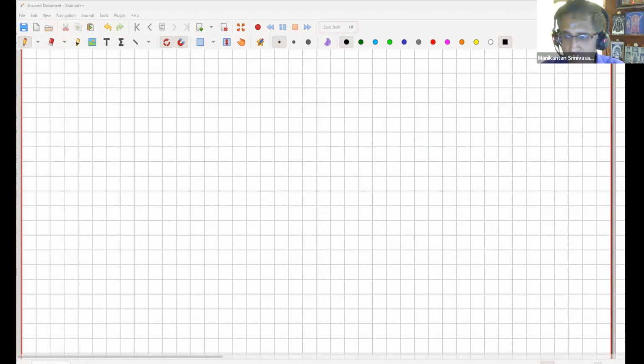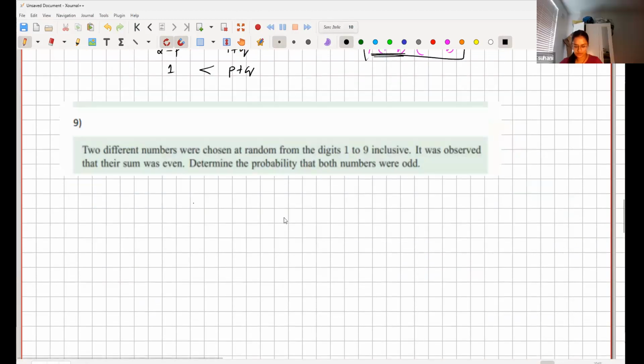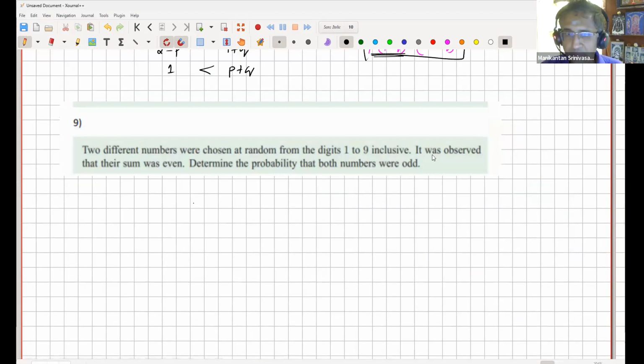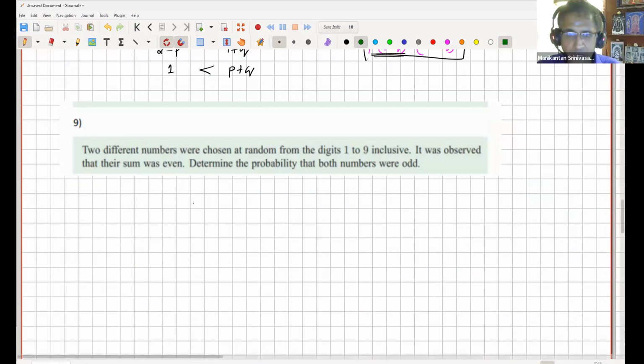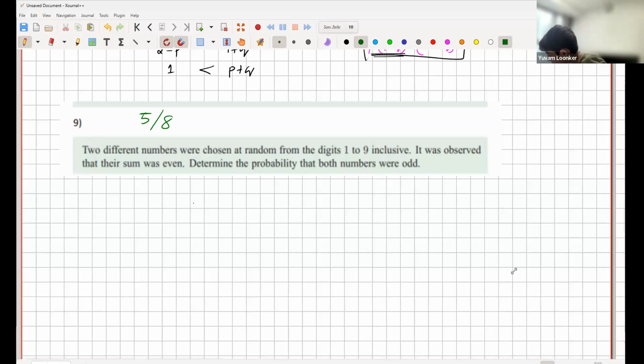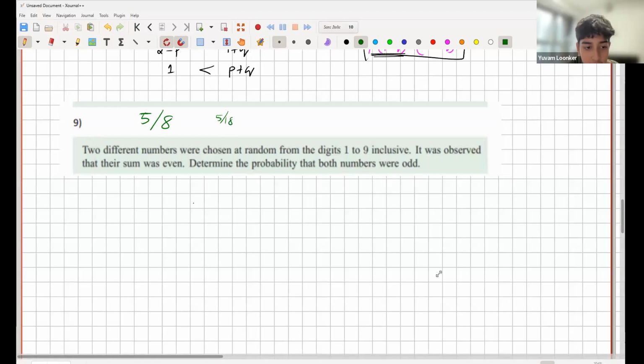Okay. Suhani, what did you get on this one? I wasn't really sure about this one, like how to approach it. Okay. Arav, how about you? So I got 5 out of 8. 5 out of 8. Okay. Yuvam, how about you? So I got 5 out of 18. 5 out of 18. Okay. Any other answers? Navya, what did you?